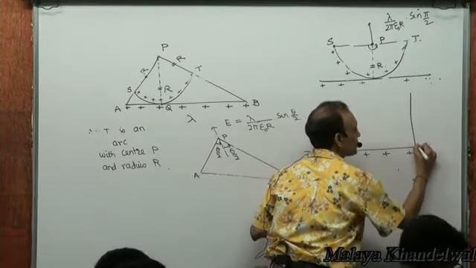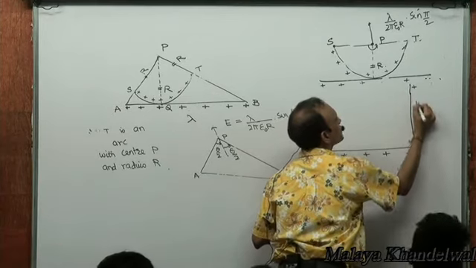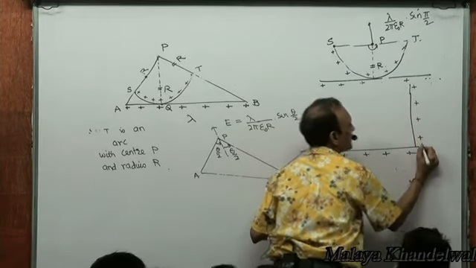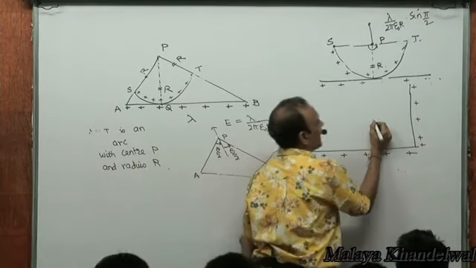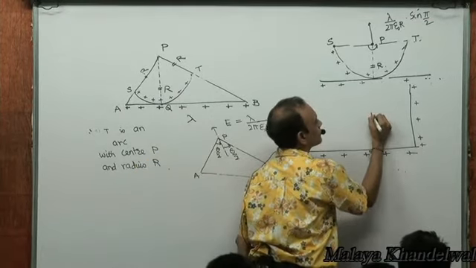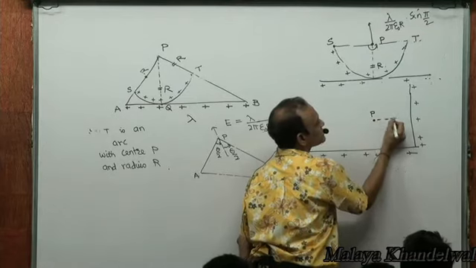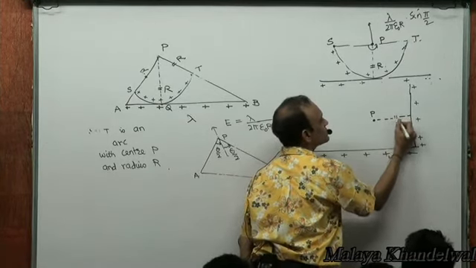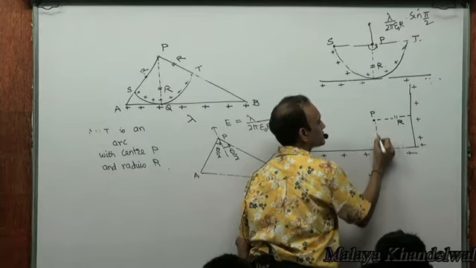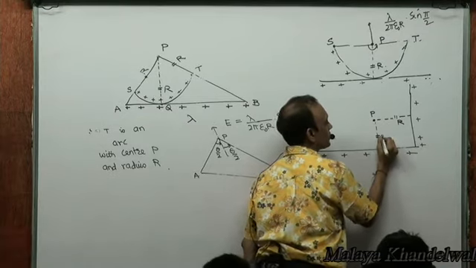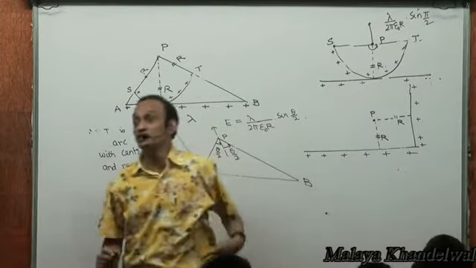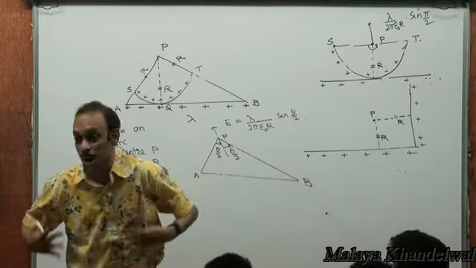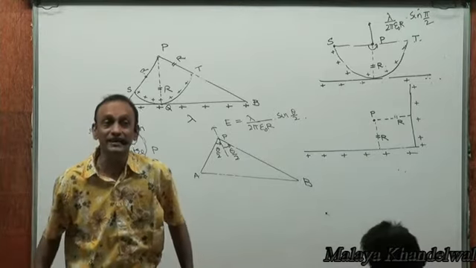Say this is another perpendicular line of charge, another perpendicular infinite line of charge. And I have a point P here, say, which is at a distance r from this and at a distance r from this. Suppose this is my point P. These are two infinite lines of charge, and at this point P, I want to find the electric field.